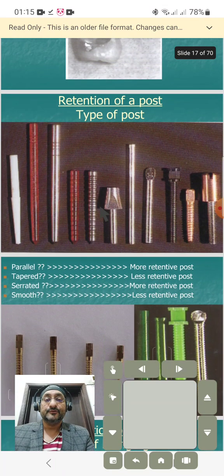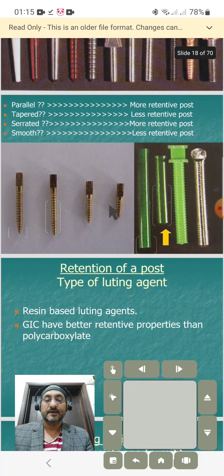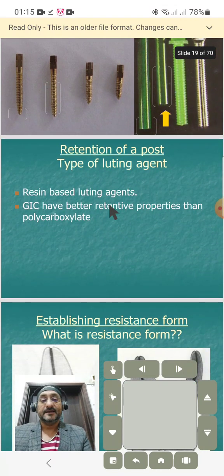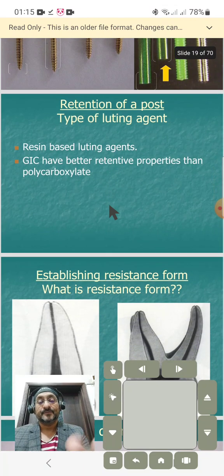So the retention of the post also depends on parallel post and tapered post. More parallel post, more retention; more tapered post, less retention; more serration, most retention; a smooth post, less retention. So you have different types of post, the tapered post, the serrated post. You can have different types of post. The retention of the post again can be improved with the help of luting agent. Resin cement has more retention as compared to GIC, which might fracture.